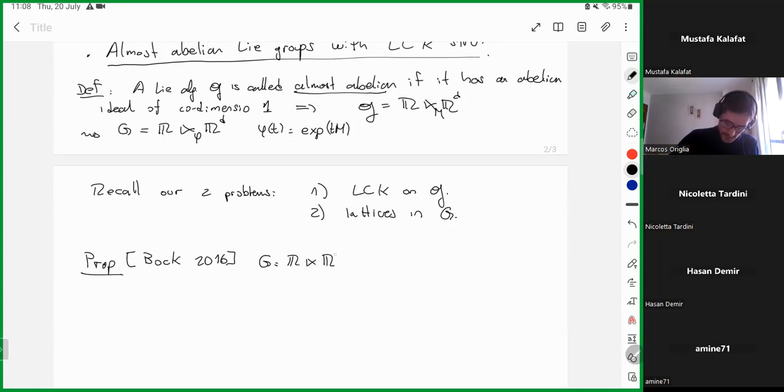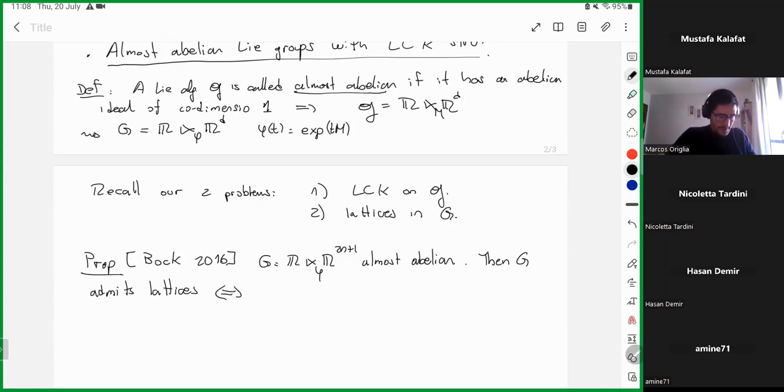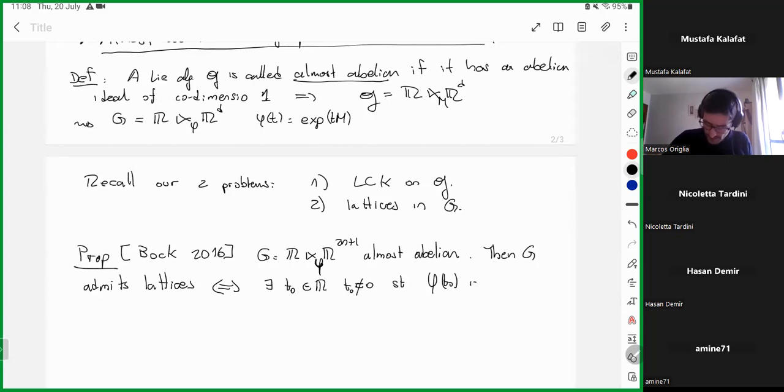So if G is almost abelian, I will talk about almost nilpotent later, then G admits lattices if and only if there exists a real number t_0 different from zero such that this φ(t_0), where φ is the matrix acting, is conjugate to an integer matrix. That's the condition. So at least there is something we can check to see if our Lie group admits lattices or not.